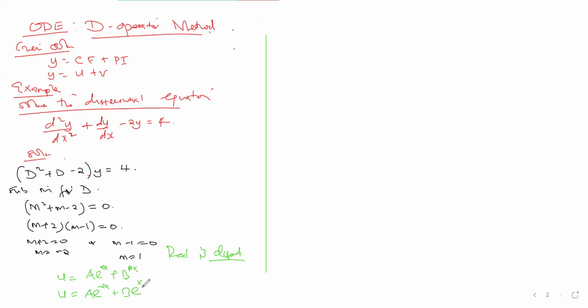Now we come to solve for the v part. So again, rewrite this. We shall have (D squared plus D minus 2) v equals 4. But now your v is a constant. So you replace your y with v. What happens when you're doing this type of function is you have to know what your v represents. Does it represent a function? Yes, a particular function. And what is that function?